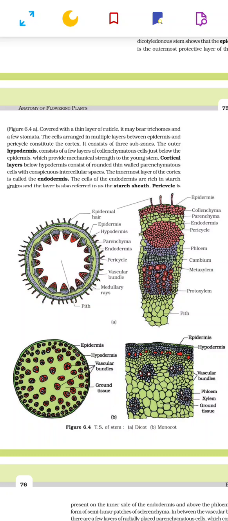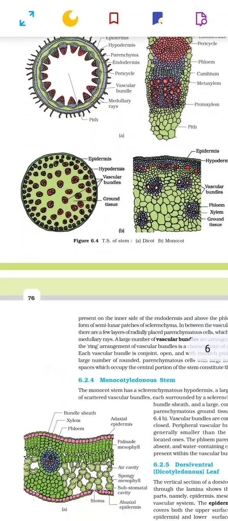Phloem and xylem are present as vascular bundles. There is no cambium, so no secondary growth. And conjoint and closed type vascular bundles are present, whereas in the dicotyledon plant conjoint and open type vascular bundles are present.